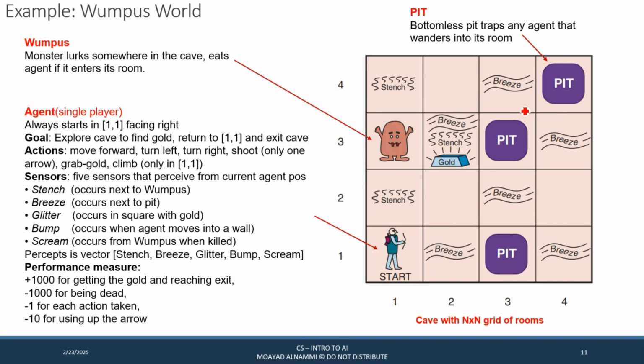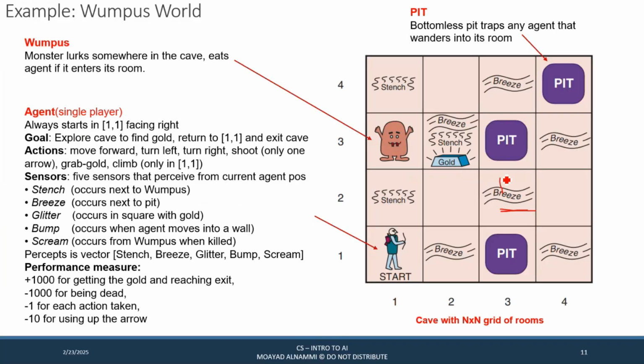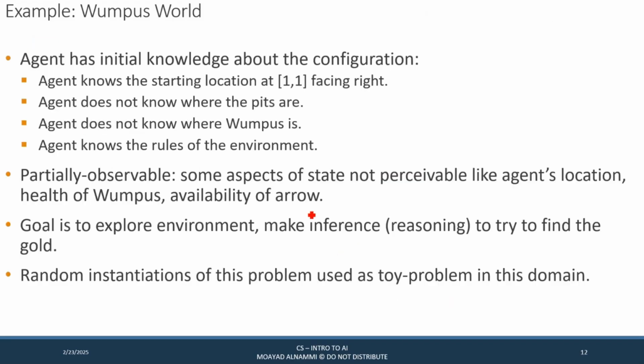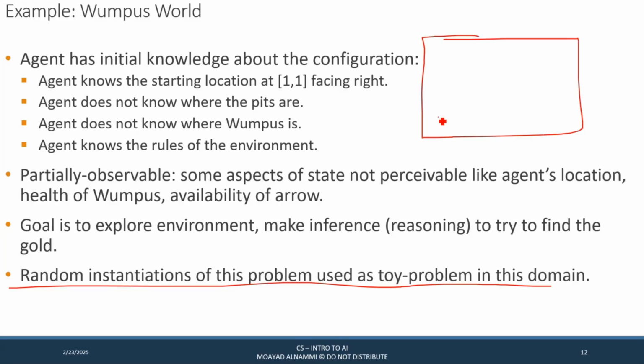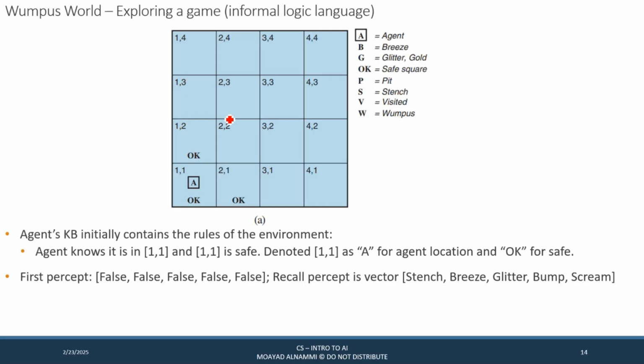So there are a lot of unknowns here, partial observability, and so how can we deal with this using a knowledge-based agent? Of course, there's always assumptions. These are some assumptions related to this particular environment. The agent knows the starting location. The agent doesn't know where the pits are, doesn't know where the wampus is, but he does know the rules of the environment. He knows, for example, that if he senses a breeze here, there might be a pit here, here, here, or here. You can always make random instantiations of this problem by making a random grid and then a random starting location, random location for the gold, and random location for the other entities.